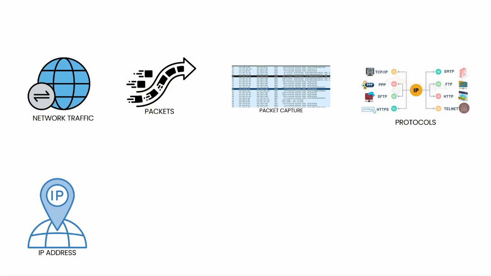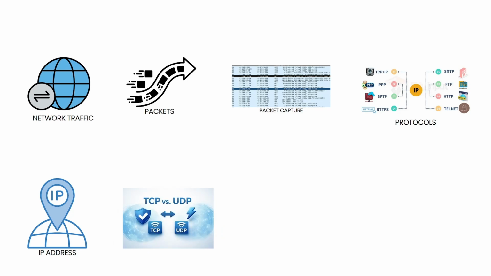Then we have IP addresses. An IP address is a unique numerical label assigned to every device on a network. It tells the network where to deliver data and where it came from. In Wireshark, IP addresses help you identify the source and destination of every conversation.